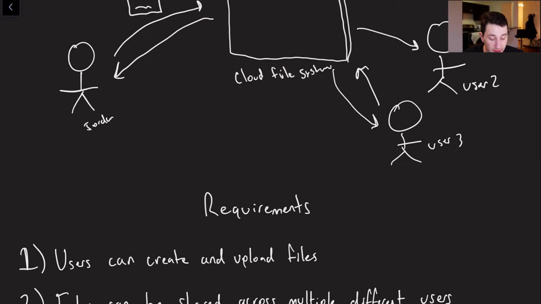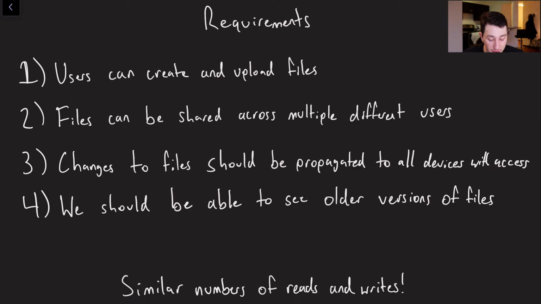So let's actually go ahead and formalize the requirements of this problem. So for one, like I mentioned, if you're a user, you can create and upload a file to our Dropbox or our Google Drive. Another thing is that multiple different users can see those files, as we showed in the above diagram. Another thing is that changes to files should be propagated to all the devices with access. I shouldn't have to load up a client and then ask, hey, can you give me the most updated file? I should be able to just see it, assuming that client has been passively open in the background. So it should be propagated.